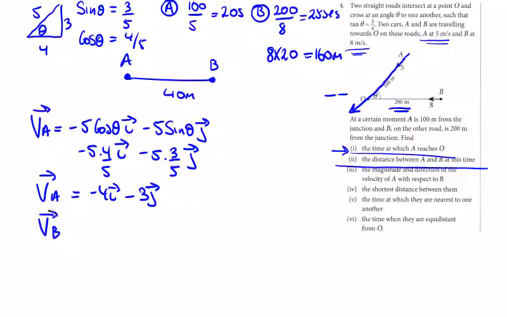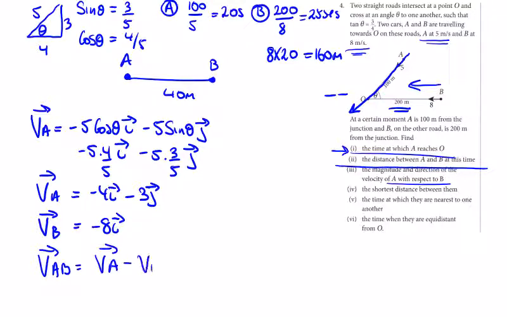The velocity of B is going in the minus I direction, so minus 8I. And we're looking for the velocity of A with respect to B, which is the velocity of A minus the velocity of B, so minus 4I minus minus 8I. We can skip a stage: minus 4 plus 8 is 4I, and it's minus 3J. So 4I minus 3J. That's the magnitude and the direction.